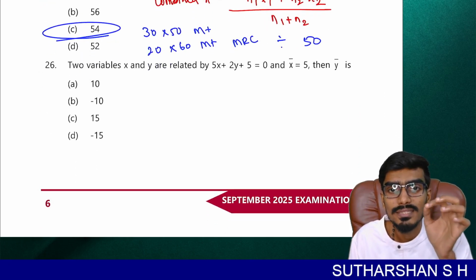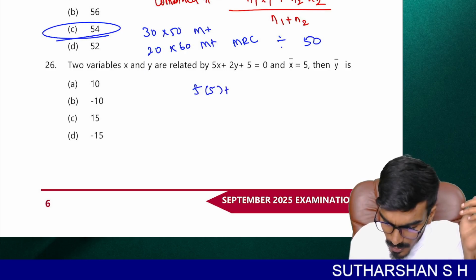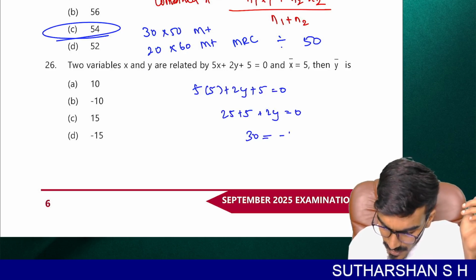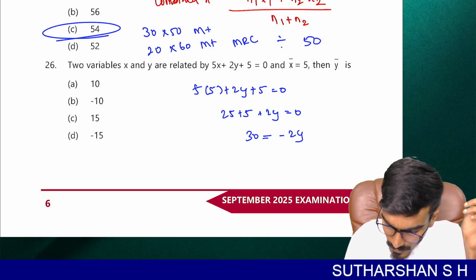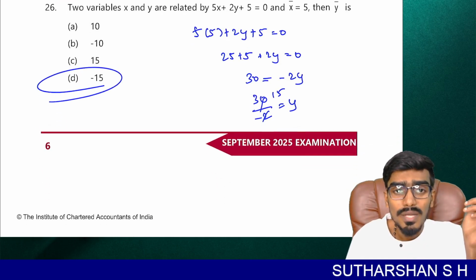Two variables x and y are related. 5x plus 2y plus 5 is directly given. Just substitute it. 5 into 5 plus 2y plus 5 is equal to 0. 25 plus 5 plus 2y is equal to 0. 30 is equal to minus 2y. 30 divided by minus 2 is equal to y. So if you cancel, you will get an answer minus 15. Minus 15 is your answer.